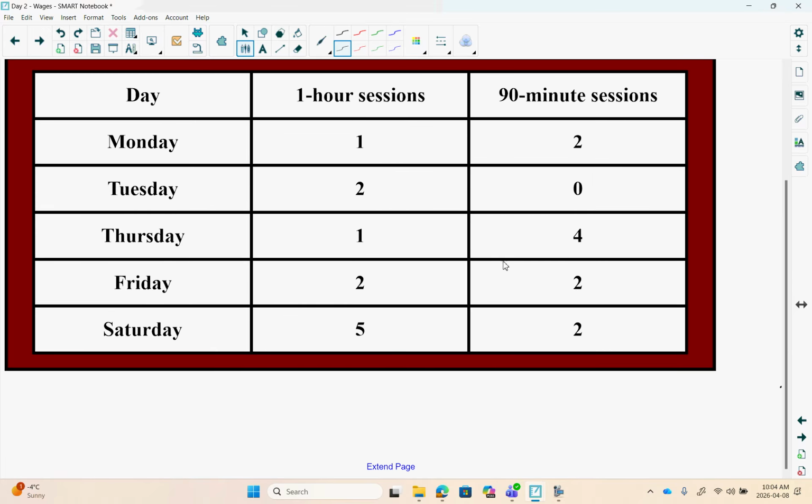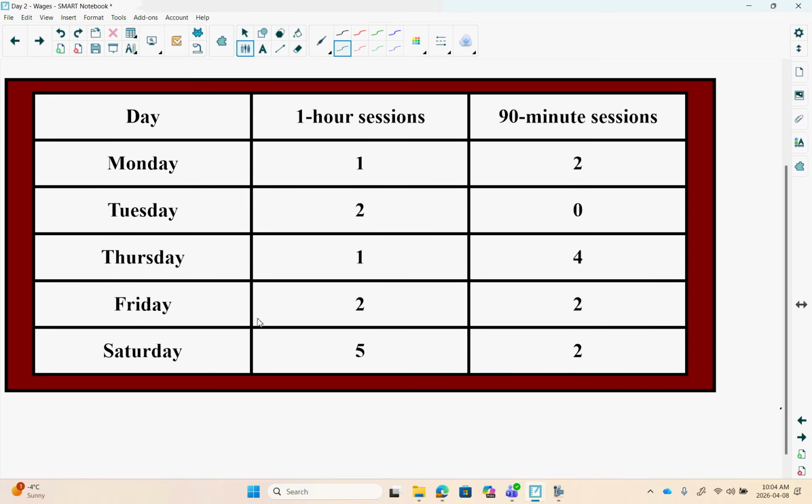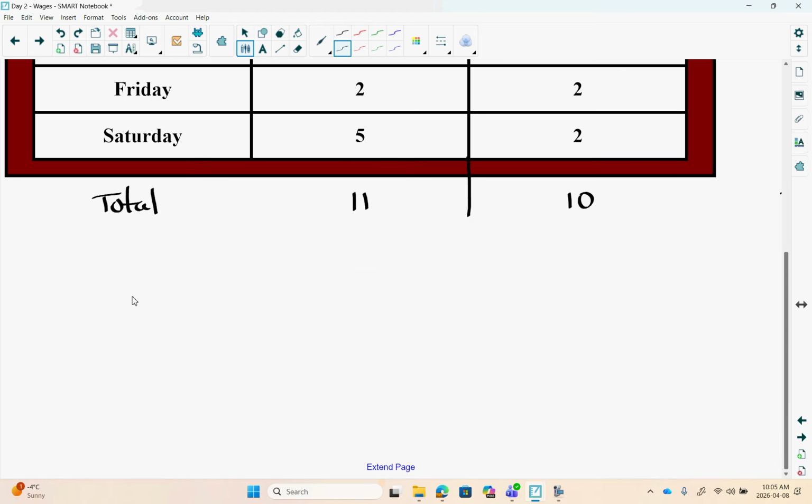Okay. How do I figure out his earnings? Let's figure out his total 1-hour sessions. How many 1-hour sessions did he do in total? 1, 2, 1, 2, and 5. That's 11 total. How many 90-minute sessions did he do? 2, 4, 2, and 2. He did 10.